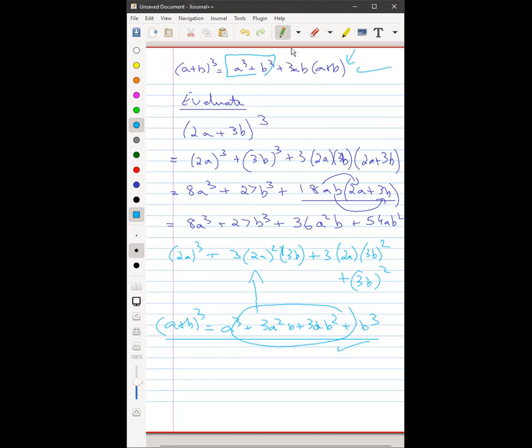I hope you understood the difference between both of these. This is used when A plus B and AB are given to you and you need to find out A cube plus B cube. This is used to expand further and evaluate. Okay, sir. Right? Everyone clear on this? Let's do one quick one.